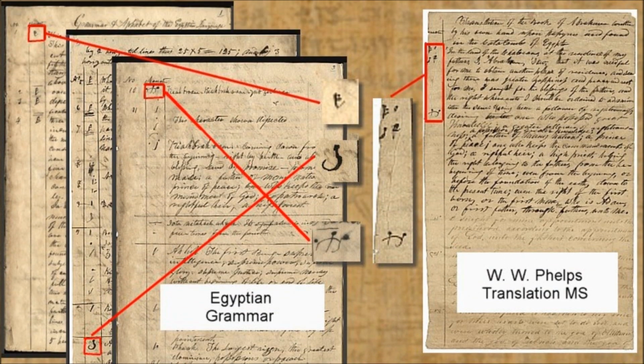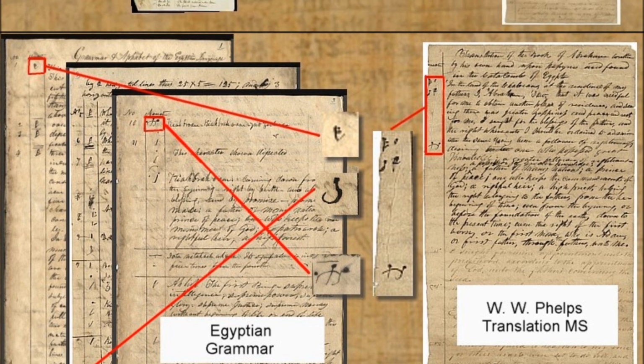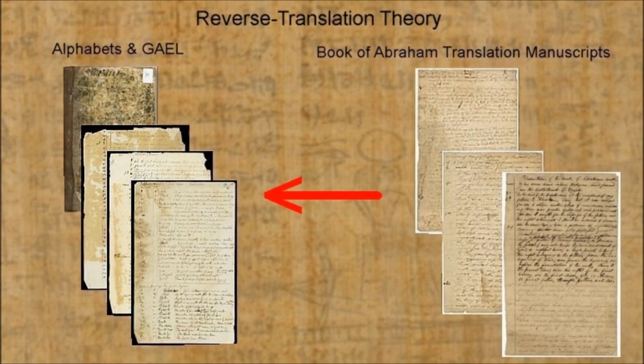Why do the three matching characters also have a textual match to the Book of Abraham, whereas the remaining comparisons to the Book of Abraham are vague and only superficially similar? This is a serious problem for the reverse translation theory.